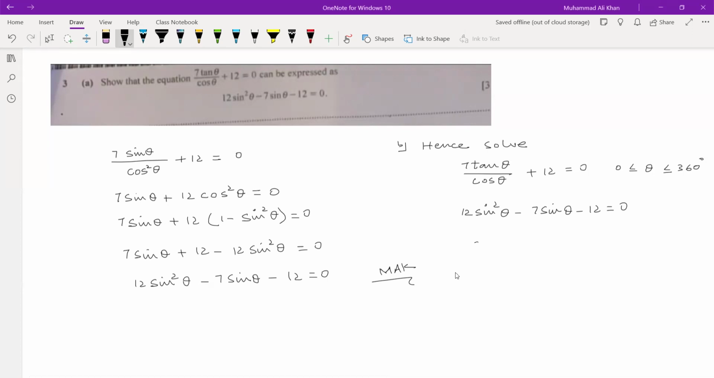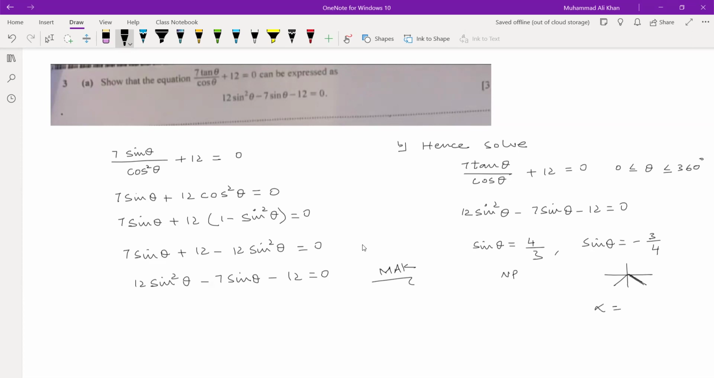So the values are sine theta equals 4 upon 3, and the second value, sine theta equals minus 3 upon 4, by solving the quadratic equation. Sine theta equals 4 upon 3 is greater than 1, so it is not possible to solve further. But here sine is negative, so we have to work in the third and the fourth quadrant, as sine is negative there.